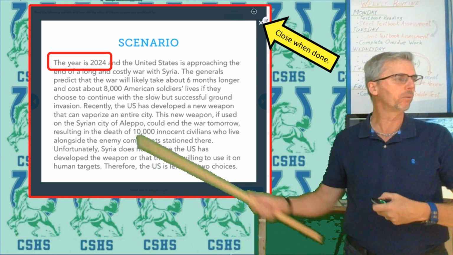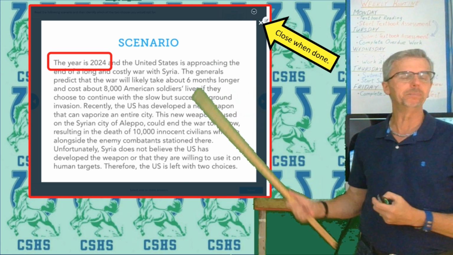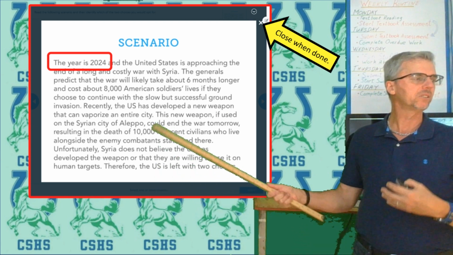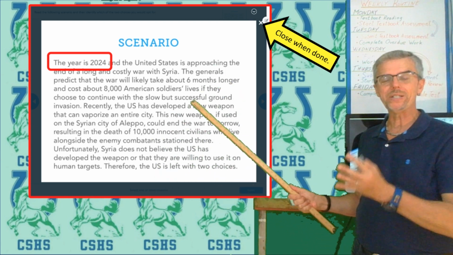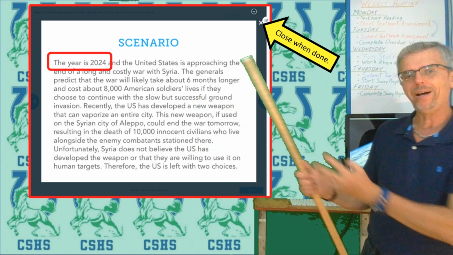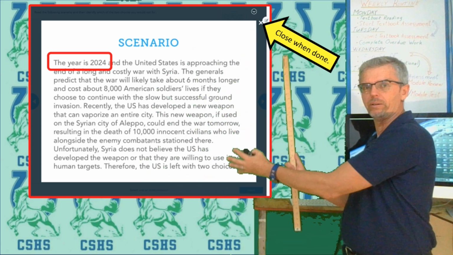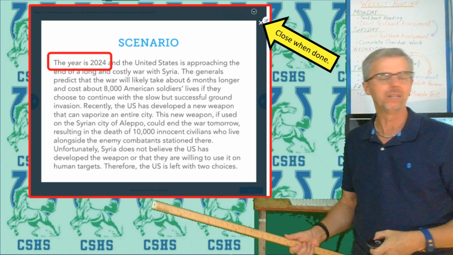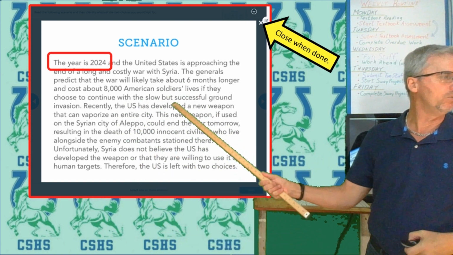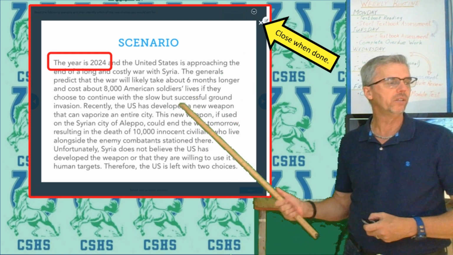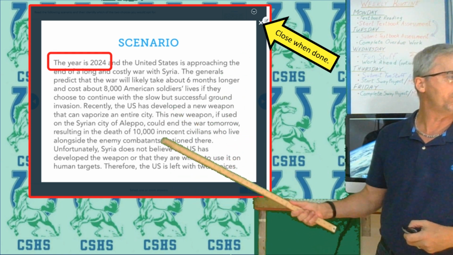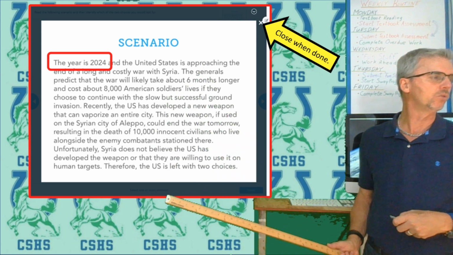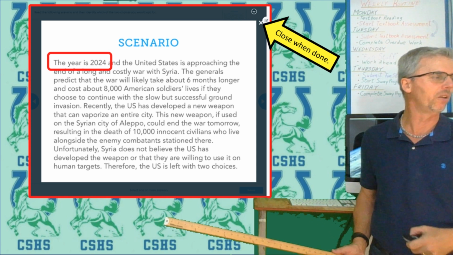And the generals predict that the war will likely take 6 months and cost about 8,000 American soldiers' lives if they choose to continue with the slow but successful ground invasion. Recently, so we're assuming now we don't have nuclear technology, but in this scenario, let's assume that in this war in Syria, we just brand new invented the atomic bomb. All right, so recently the US has developed a new weapon that can vaporize an entire city. This new weapon, if used on the Syrian city of Aleppo, could end the war tomorrow, resulting in the death of 10,000 innocent civilians who live alongside the enemy combatants stationed there.